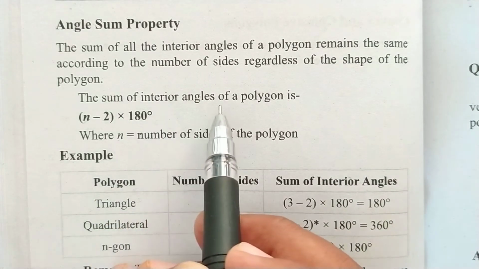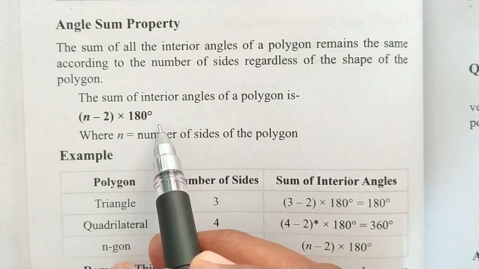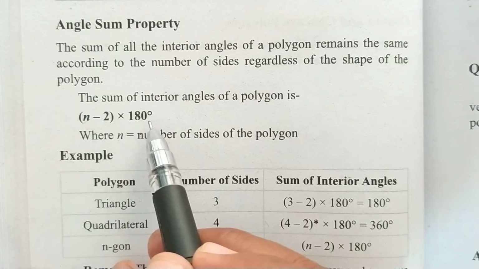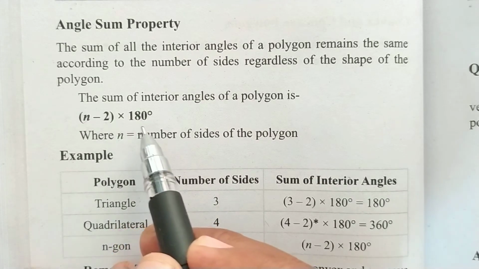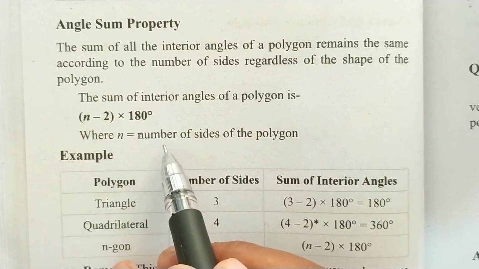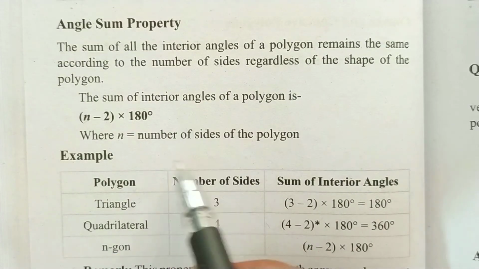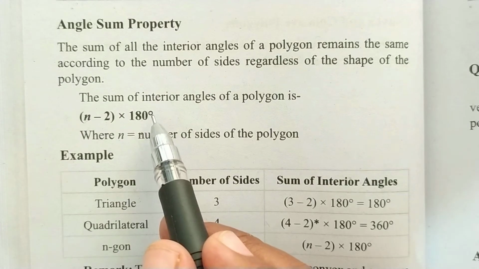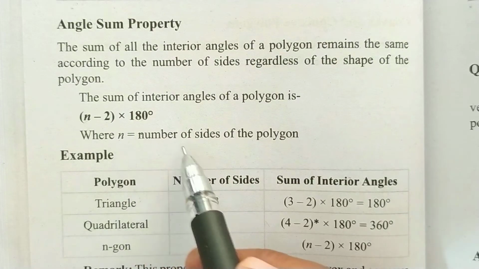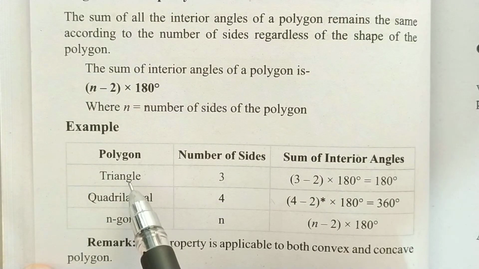The sum of the interior angles of a polygon is (n minus 2) into 180 degrees, where n is equal to the number of sides of the polygon. So this formula is very important. We will see how the sum of the interior angles of a polygon is obtained according to this formula. So we must first know how many sides there are in the polygon, that is, n. Here, see the example of a polygon, a triangle.